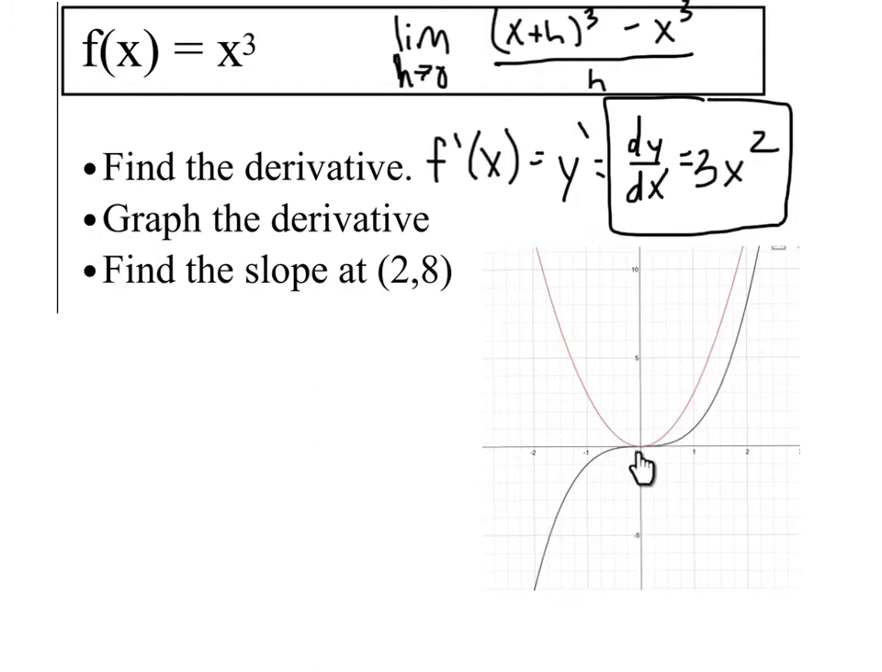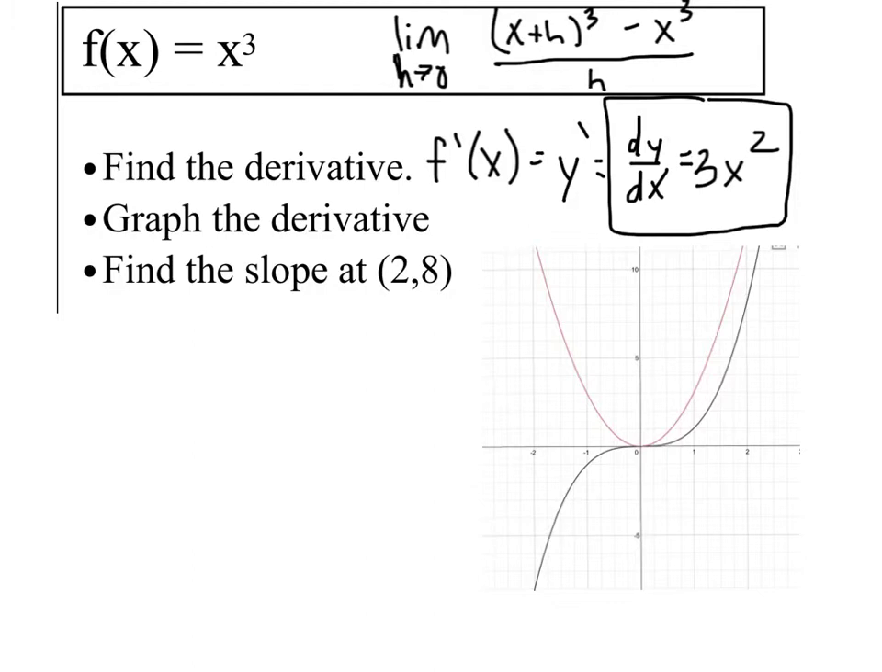Here, the slope of x cubed is 0. That's also the derivative's value, 0. Here, the slope of x cubed is positive, so the derivative is positive. And the slope is getting bigger, so the value of the derivative is getting bigger.